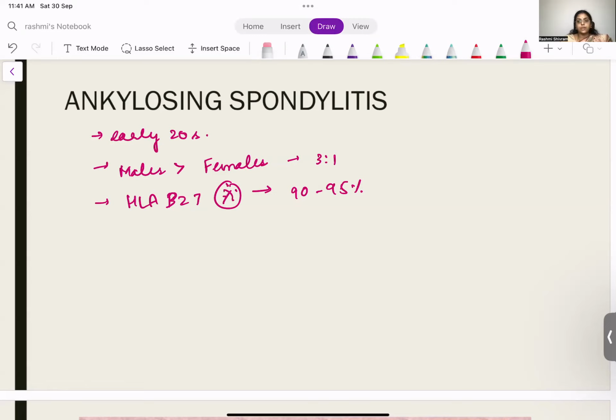That's why I told you the seronegative arthritis with the positivity of HLA-B27, that is ankylosing spondylitis, in that 90 to 95% are associated with ankylosing spondylitis. Okay. So this is very, very important.